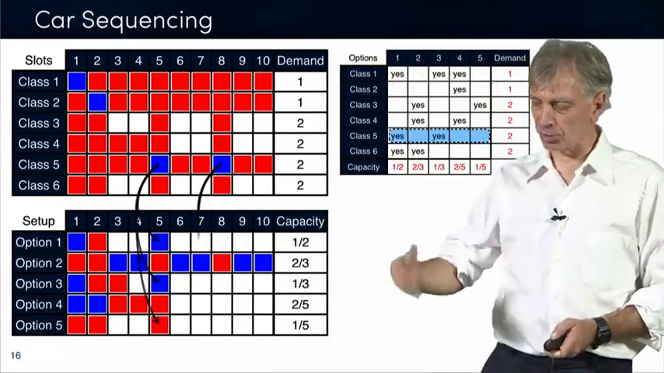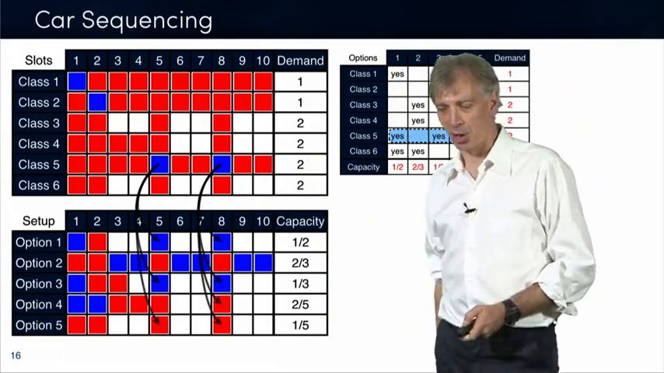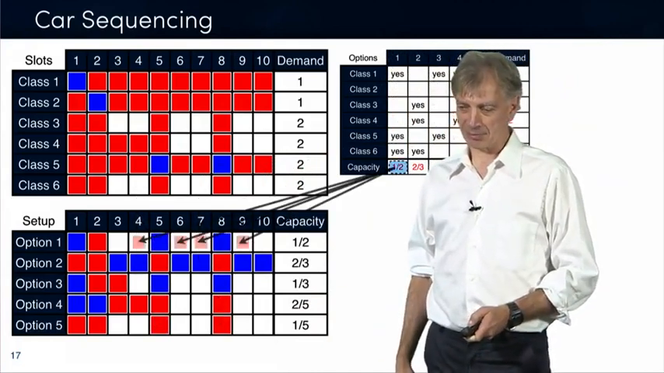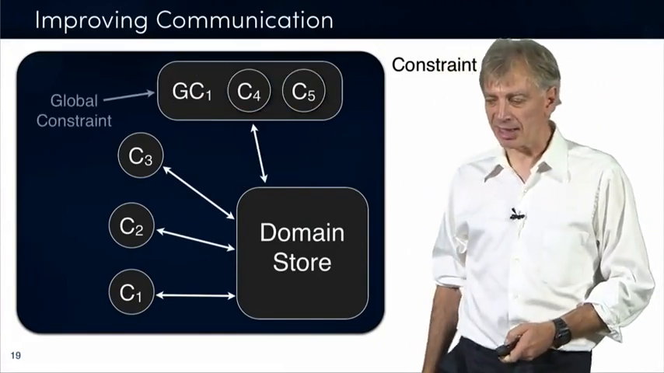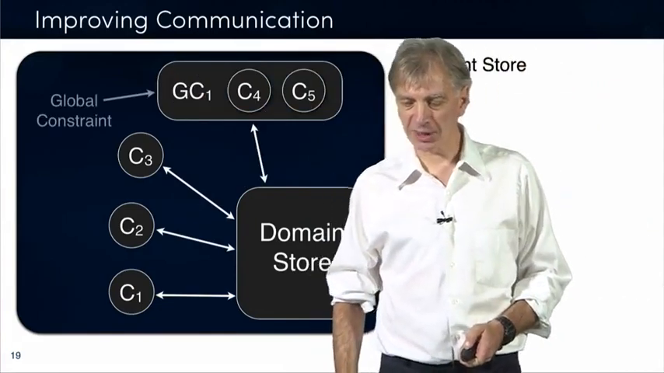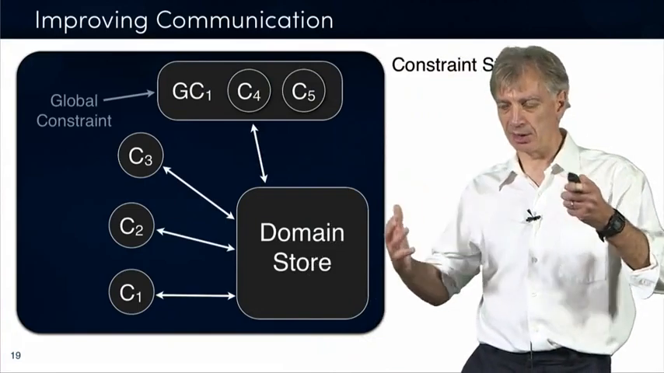Okay, so you see it's continuing. This thing just propagates at this point on its own, right? It will never stop. Okay, so what we did here is essentially taking 2 constraints and merging them for improving the communication between them.